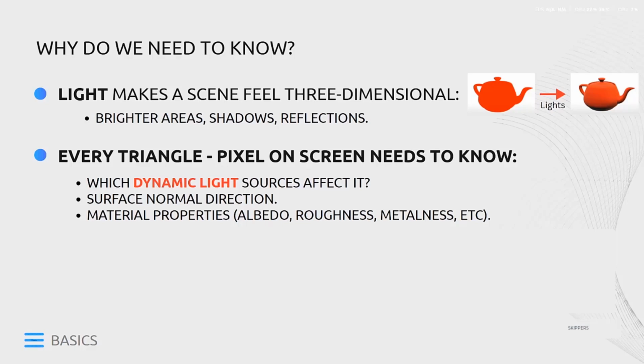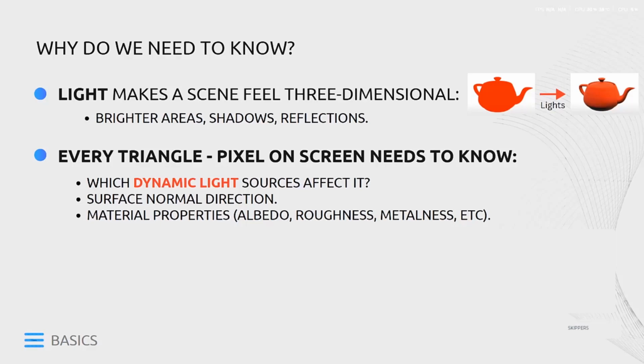Why do we have two different passes for rendering objects in the world? Because we must understand that light is what makes an object visible. Lighting gives the object a 3D look. Some areas are bright, some other areas are darker, so shadows, reflections, all these concepts are related to the lights.